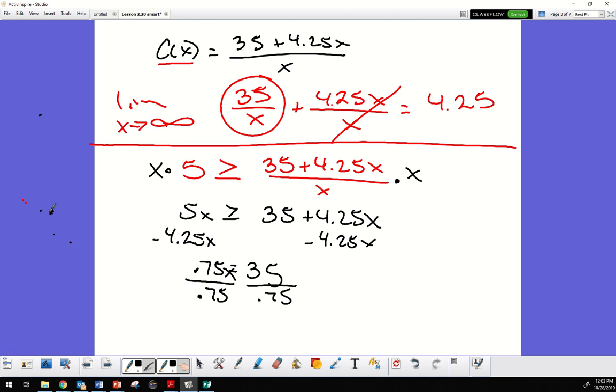So right here, x is going to be how many? Okay, there we go. Now, let's go back to the information. x represents what? Number of shirts.